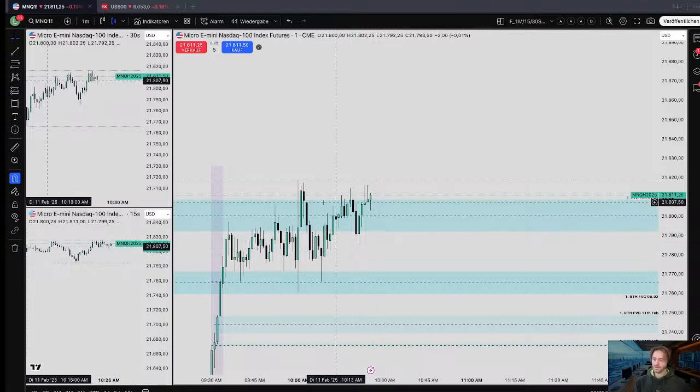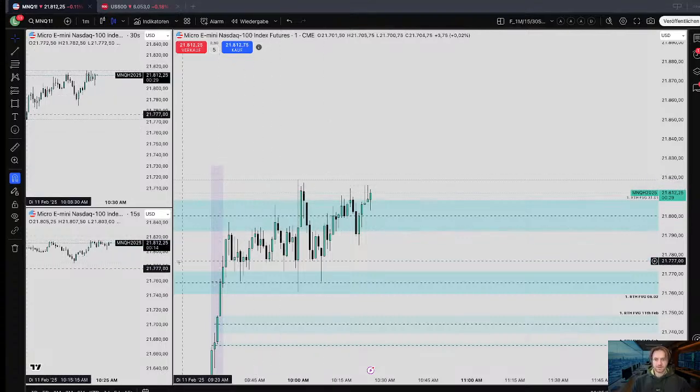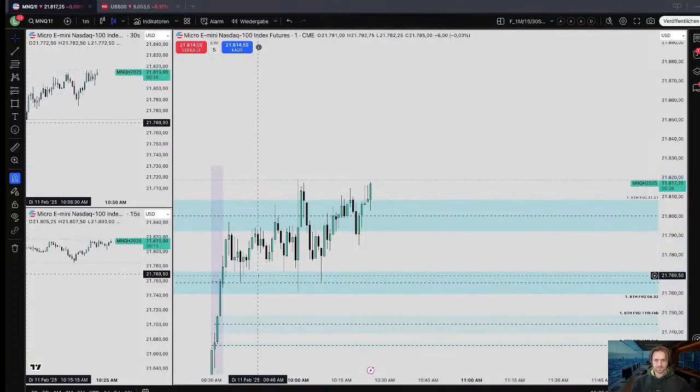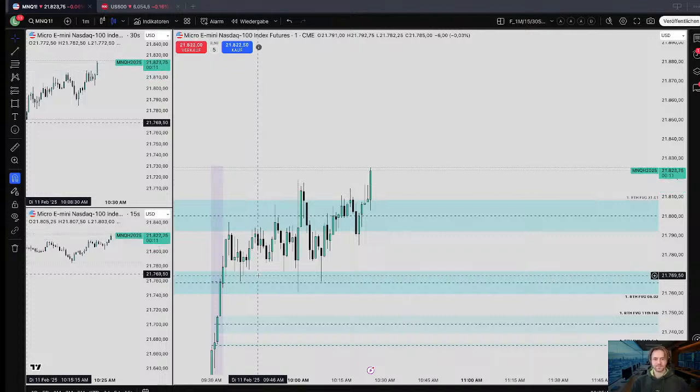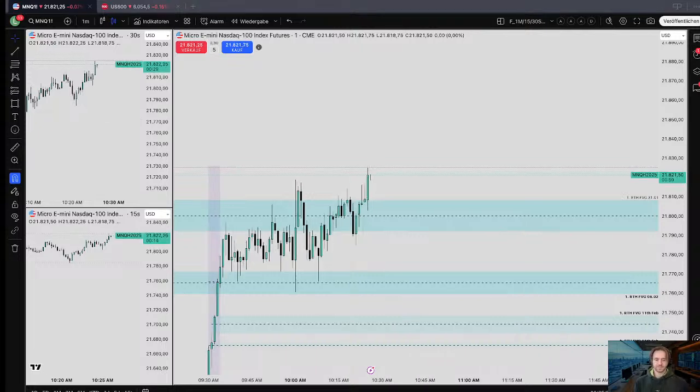We're not even hitting the opening range gap, opening range high, opening range gap high. This is a really slow day. That's a really slow day.